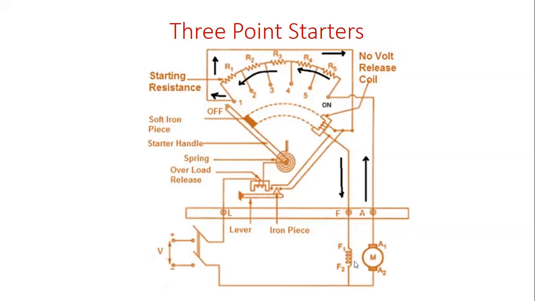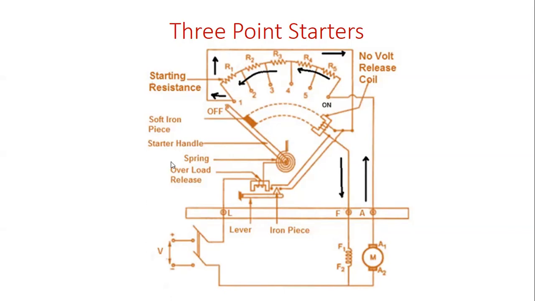F is for the field of the motor and A is for the armature terminal of the motor, right? And L stands for the line voltage of the power supply here. Now, the operation will be similar. There is no difference here.